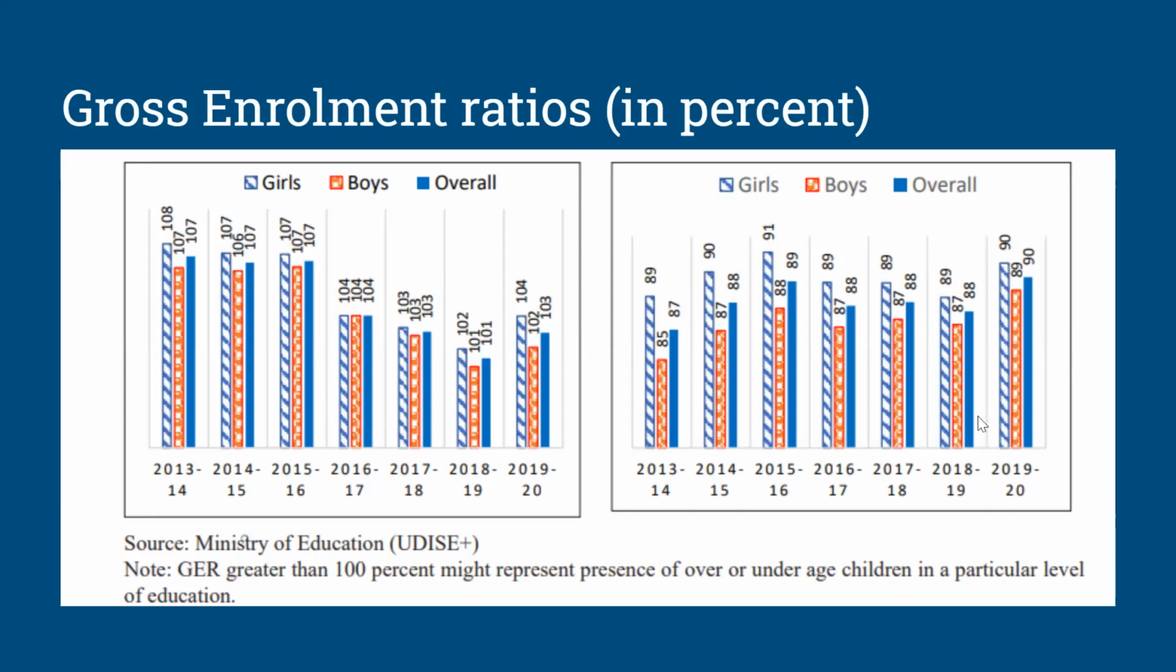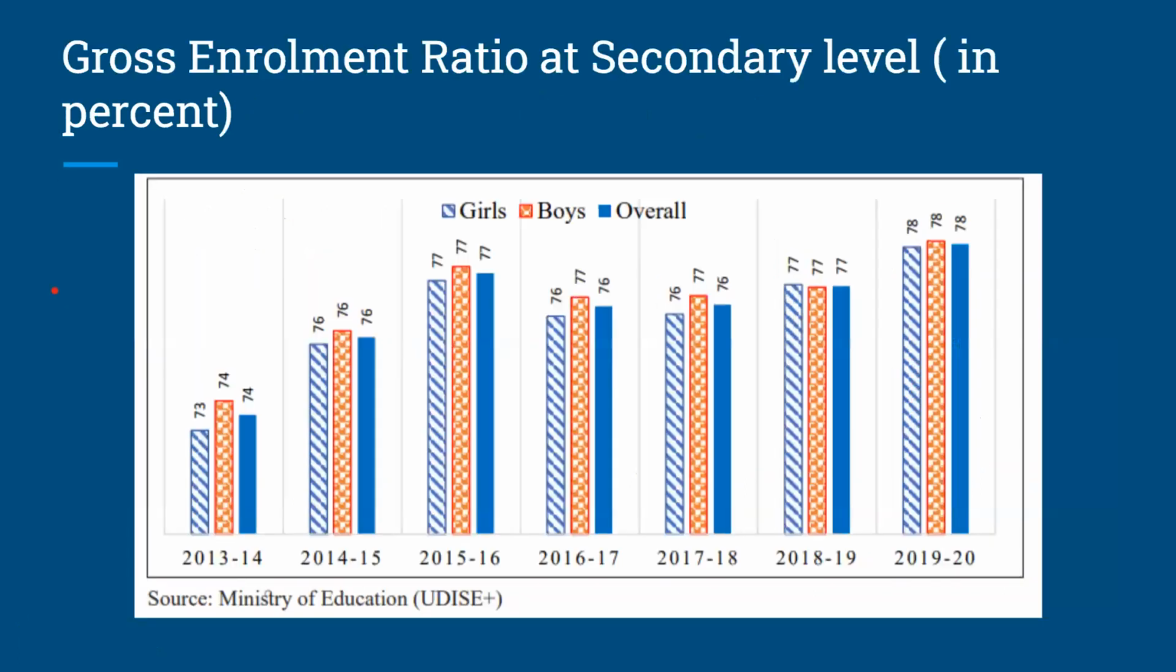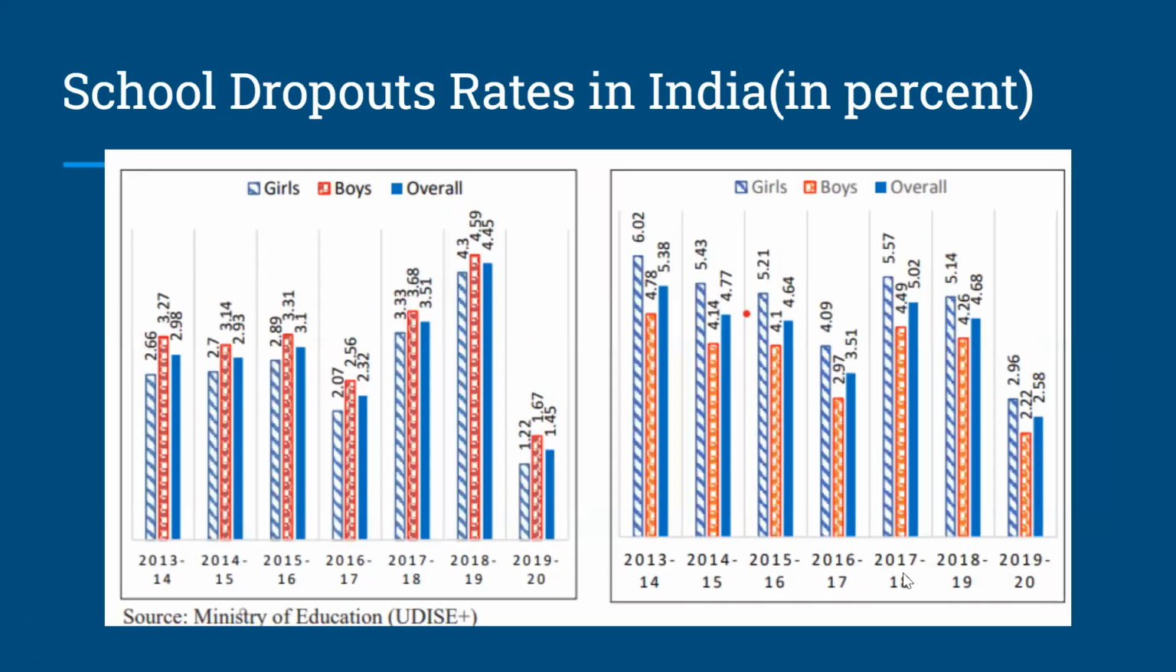The same is the case with upper primary school. And even at the secondary level, you can see a similar trend. So in 2016-17, 2017-18, 2018-19, there is a decrease when compared to the previous year, but in 2019-20 you can see the improvement. And dropouts were higher during 2016-17, 2017-18 and 2018-19, but it reduced in 2019-20.